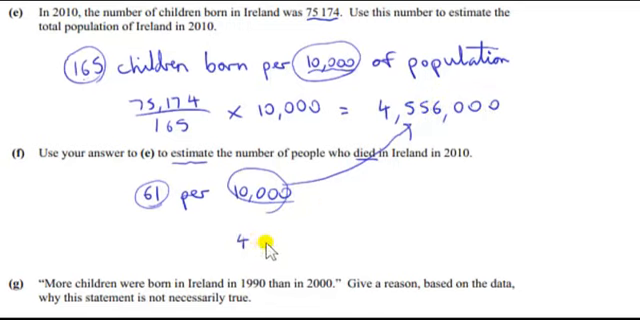You get 455.6. After that, of course, you'll have to multiply by 61. You'll get 27,791 deaths that year.